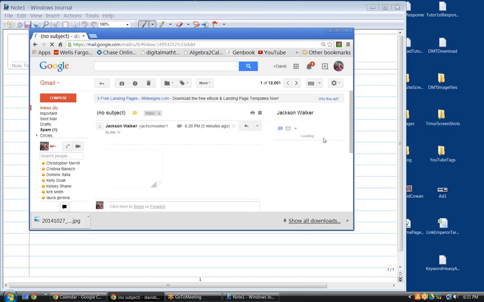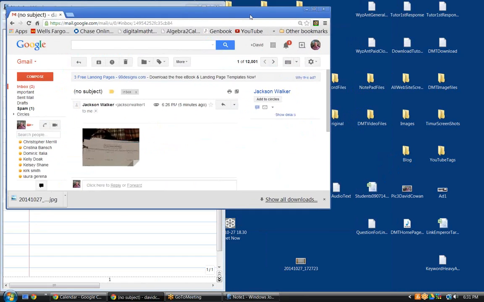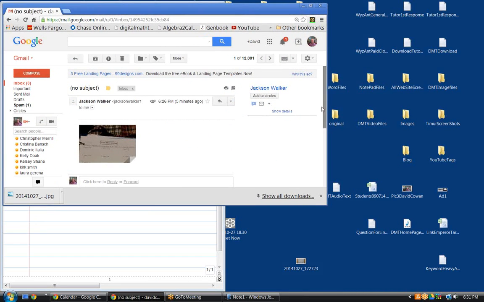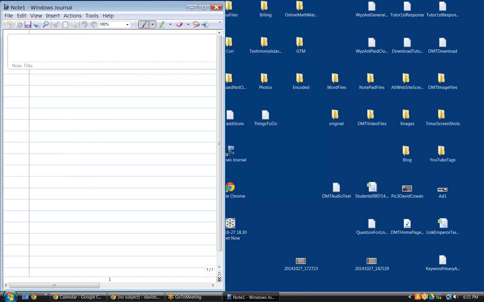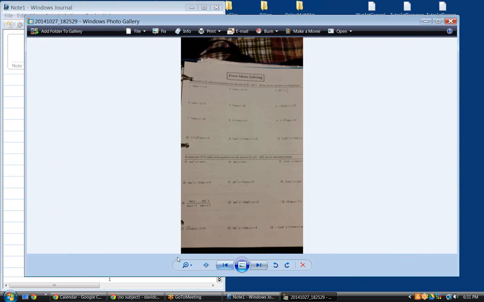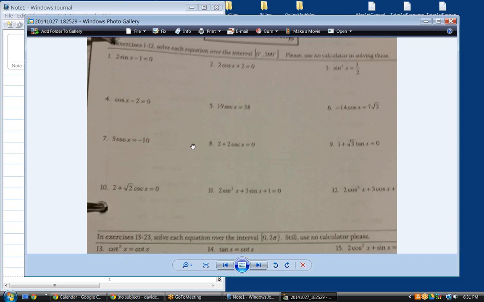From what it looks like now, some of them are in the interval 0 degrees to 360 degrees. That's still 2 pi. Yeah, same thing. That's all the directions say. And then some of them are 0 to 2 pi. Yeah, they're both the same because 2 pi is 360 degrees. So we're still solving trig equations, okay? Starting at 1. Yeah.